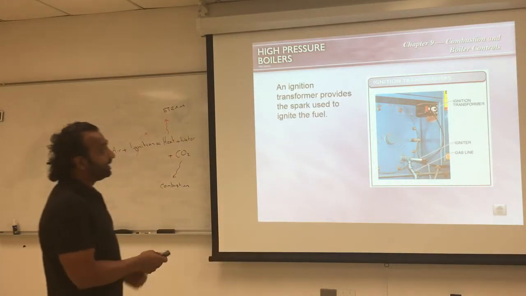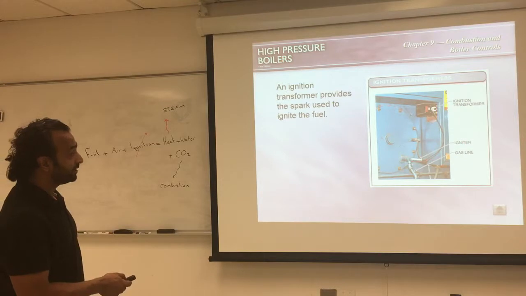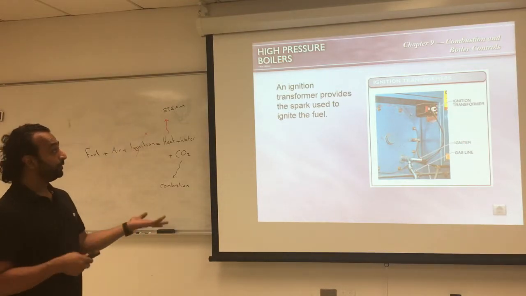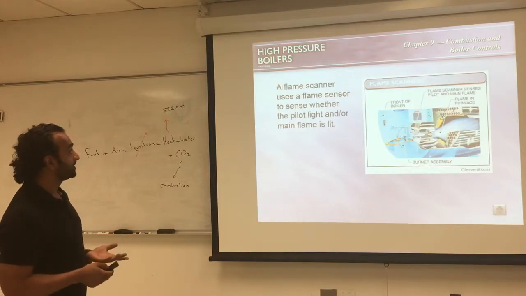The pilot gets lit by the ignition transformer. It's the igniter, and it's the gas line. So we light the pilot, make sure we have fuel, and we light the pilot. Again, it's very, very oversimplified.